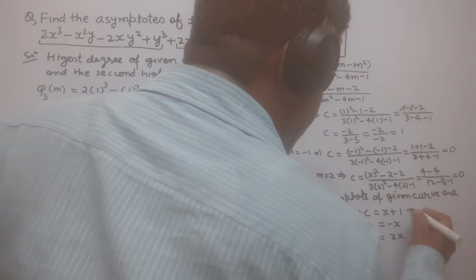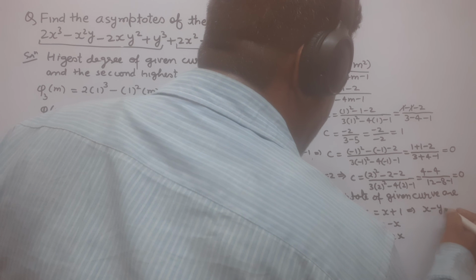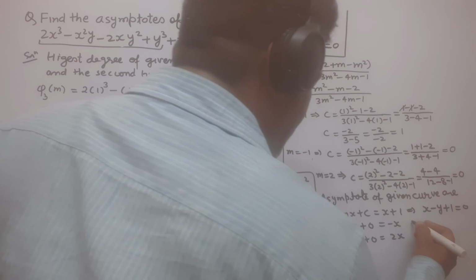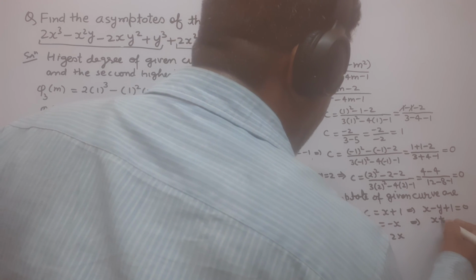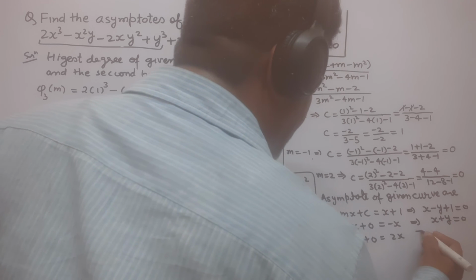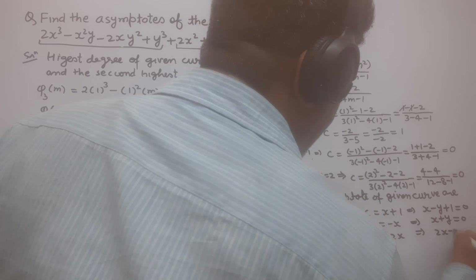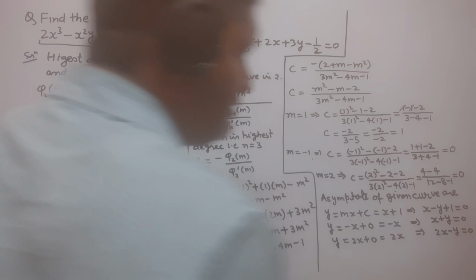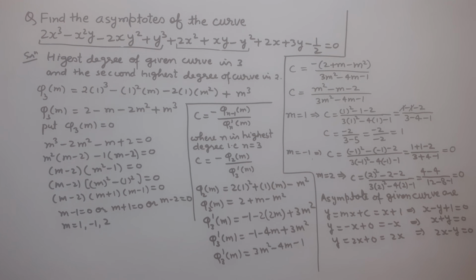So the asymptotes are x minus y plus 1 is equal to 0, x plus y equal to 0, and 2x minus y is equal to 0. In this question, we can see that we find 3 real asymptotes of the given curve.